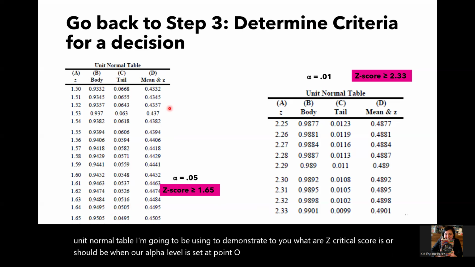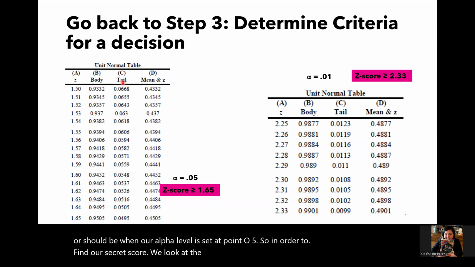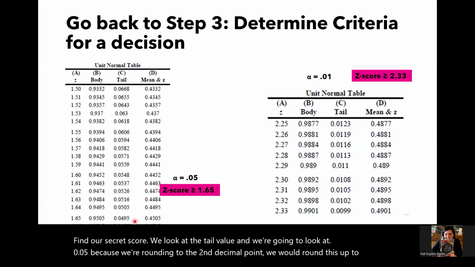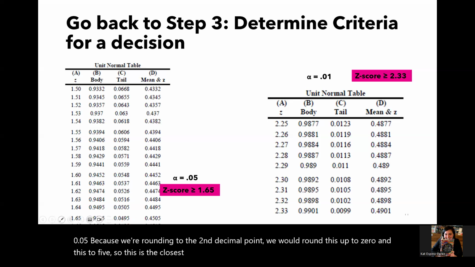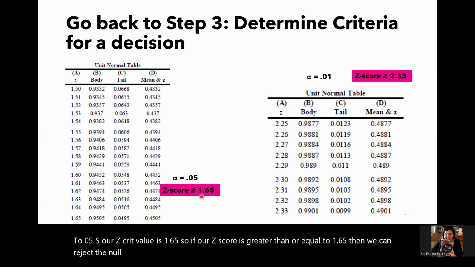So in order to find our Z-crit score, we look at the tail value, and we're going to look at 0.05. Because we're rounding to the second decimal point, we would round this up to 0 and this to 5. So this is the closest value to 0.05. So our Z-crit value is 1.65. So if our Z-score is greater than or equal to 1.65, then we can reject the null hypothesis.